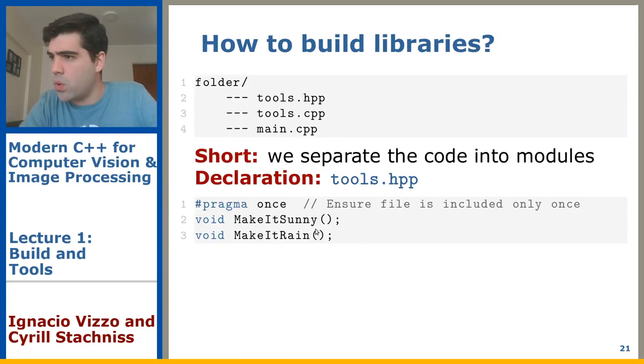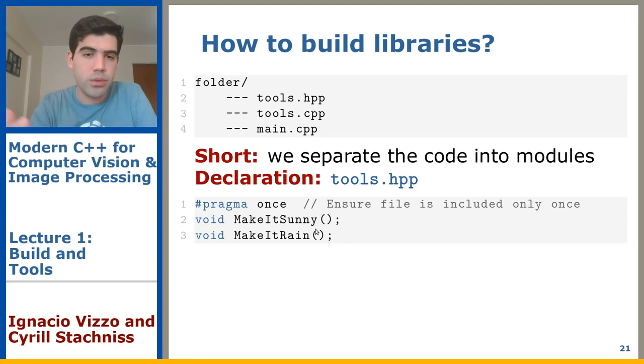Okay, so how to build these libraries? I think we have time to do a small example. So basically, let's pretend that you want to build a library. It's called tools, the library.